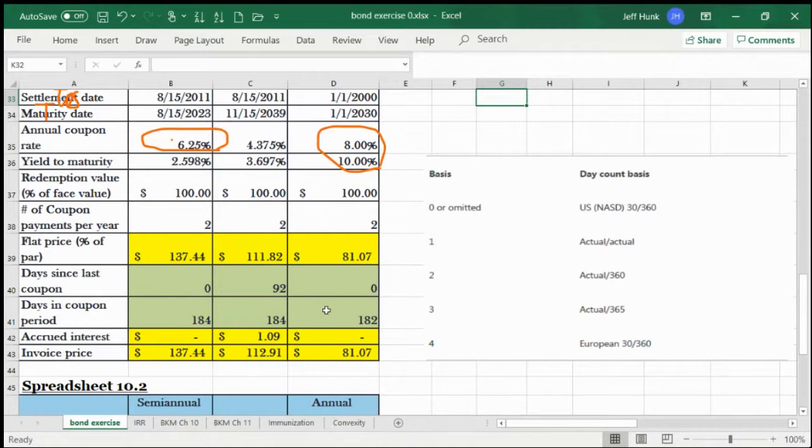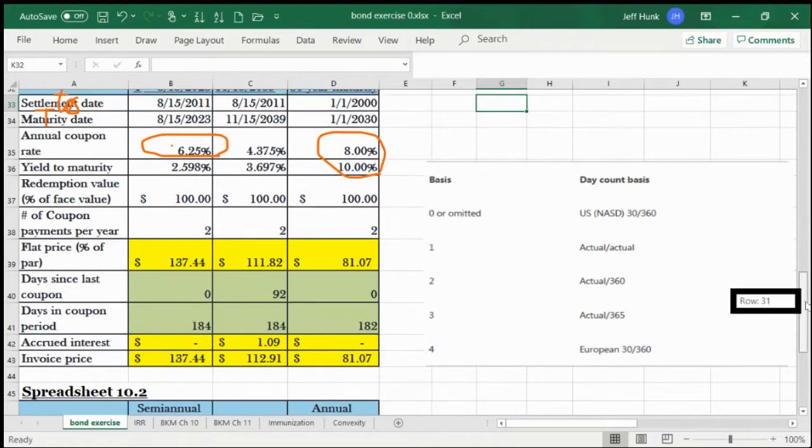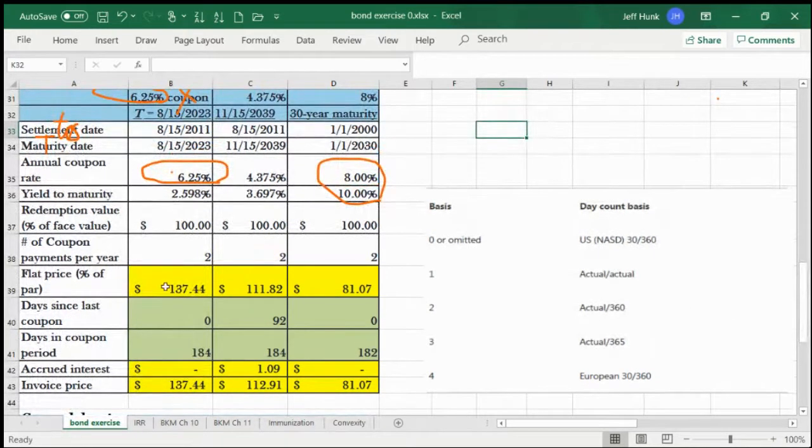But mathematically, doing and building that formula into Excel and finding it, well, it's not that difficult. We can do it that way as well. Also here, in our last example, all we did was just use Excel's price function to find the flat price.